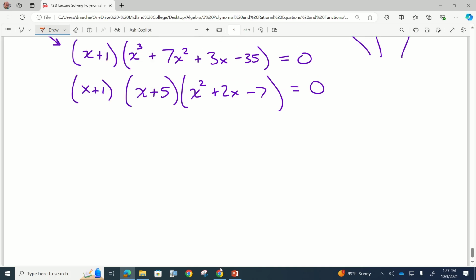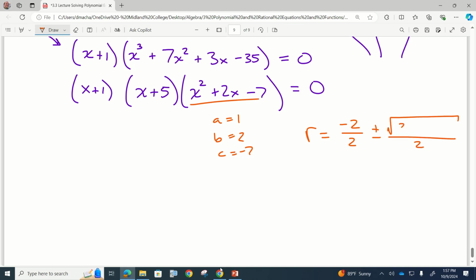And like I said before, if you get to the point where you only have a quadratic left, let's go ahead and just use the quadratic formula to find the last two roots, because that's going to be faster and more reliable, I think. And so for this quadratic, a is 1, b is 2, and c is negative 7. So my quadratic formula tells me the roots are going to be negative b over 2a plus or minus the square root of b squared minus 4 times a times c.